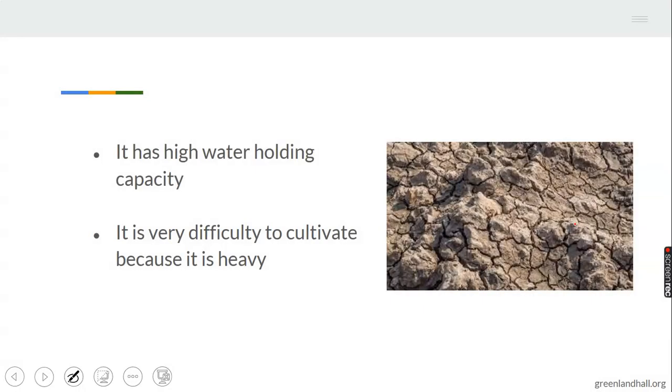It has high water holding capacity and is very difficult to cultivate because it is heavy. It is seen as a heavy soil. The soil is very heavy, very difficult to cultivate on.